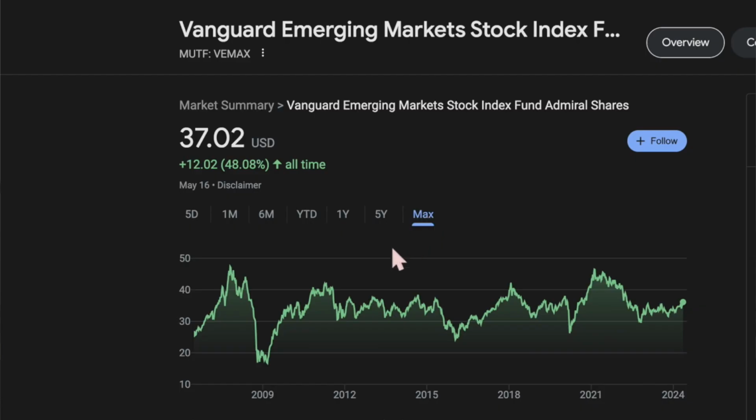So brokerage wise, I feel Vanguard has the lowest expense ratio. I would not put too much money in the international stock index, so make sure to keep it under 10% of your total portfolio because it tends to be highly volatile.